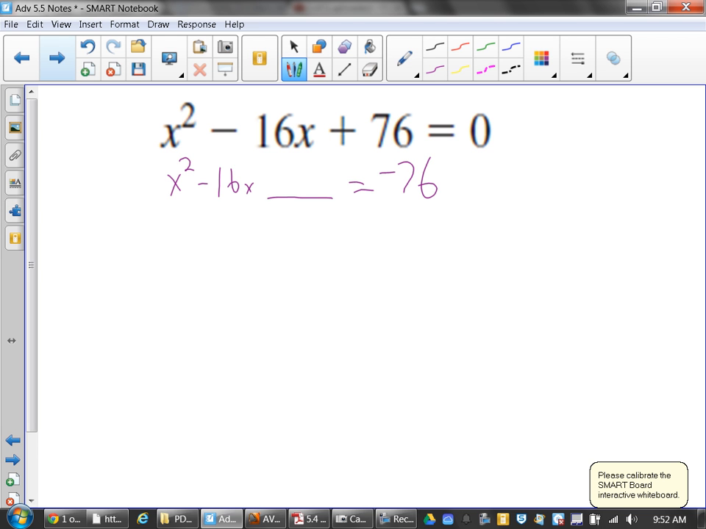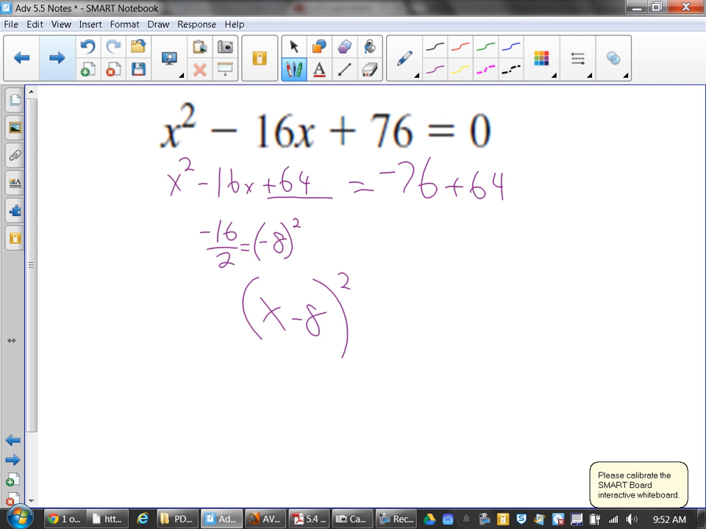What's half of negative 16? Negative 8. What's negative 8 squared? 64. Good. So I'm going to add 64 to both sides. Now, what was that half of b value? It was negative 8. So since that was my half of b, it goes in there as my term.